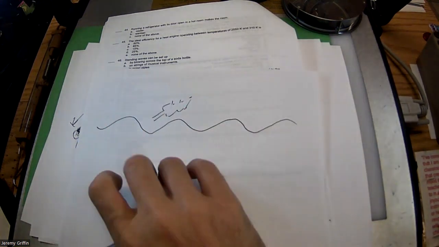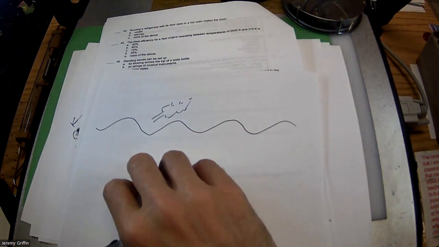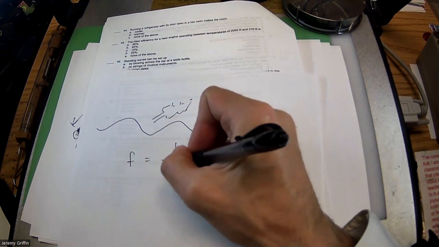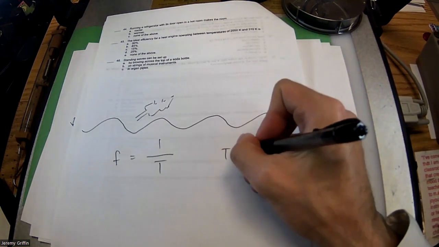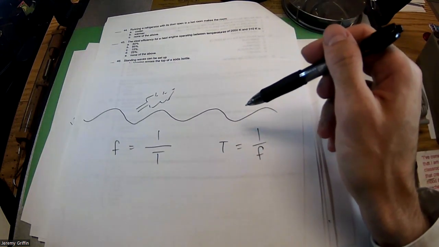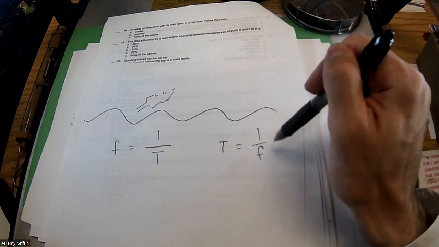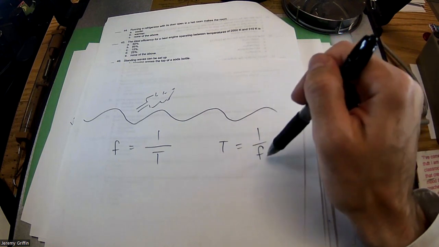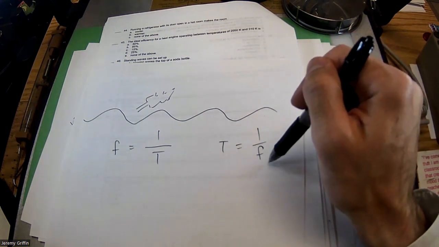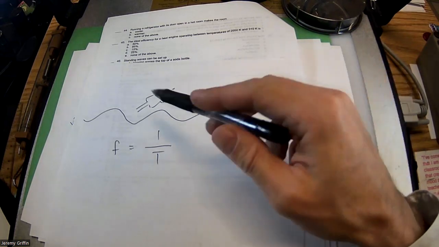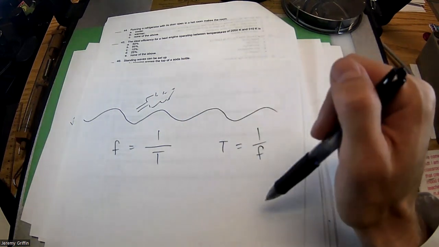What's the relationship between frequency and time period? Frequency is 1 over the time period, or you could say the time period is 1 over the frequency. So if the leaf is bobbing at 2 cycles per second, that's 2 hertz. What's the time period between bobs? 1 divided by 2 hertz is 1/2, half a second. There's half a second between bobs as the leaf bobs up and down with those water waves.